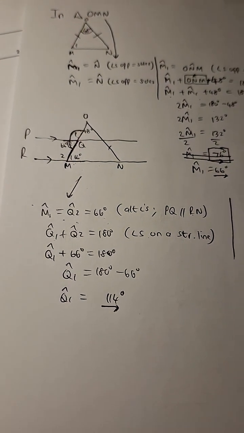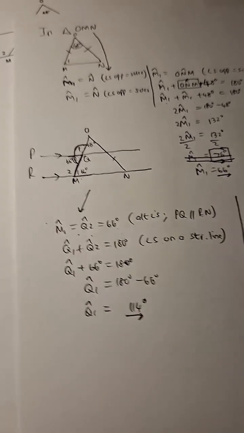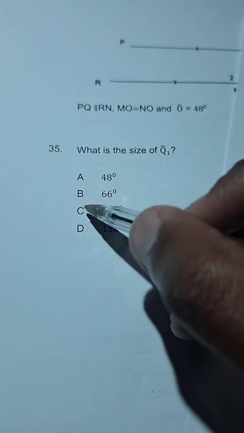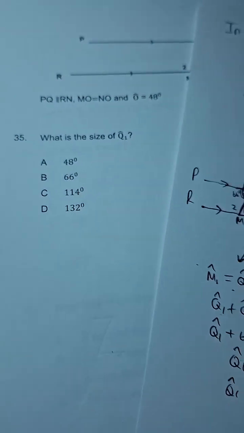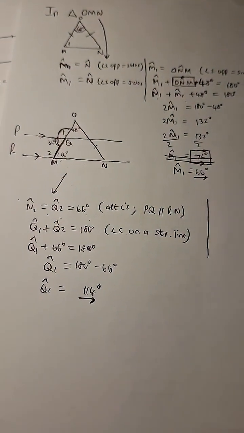We get angle Q1 is 114 degrees. Okay, very straightforward, very simplistic. So Menier can go and circle C as the answer because the approach is 100% correct. Thank you. Okay.